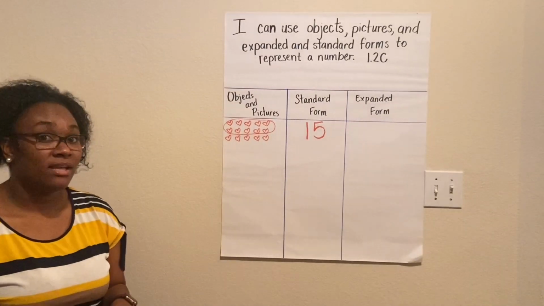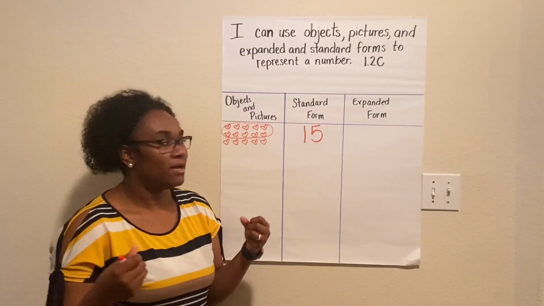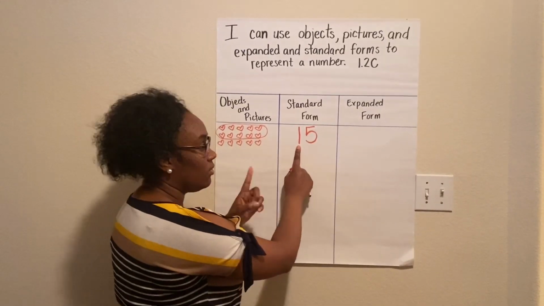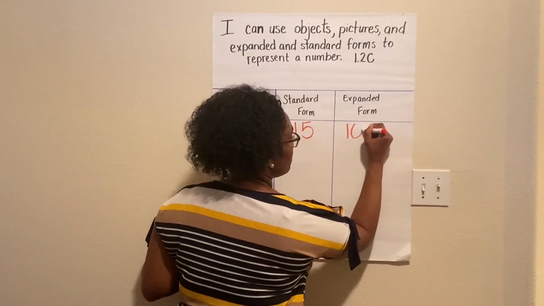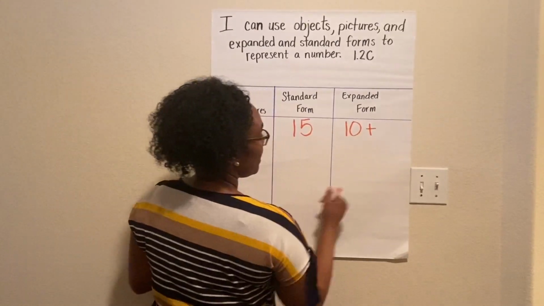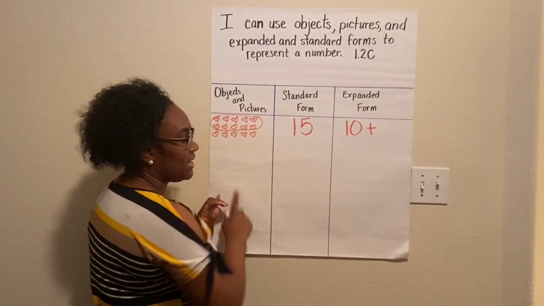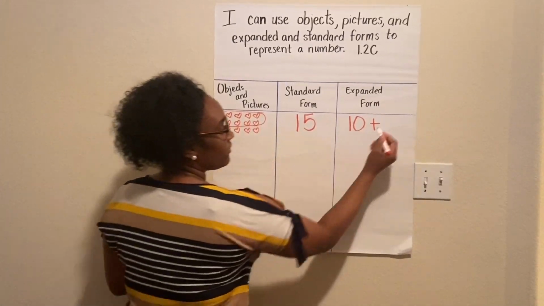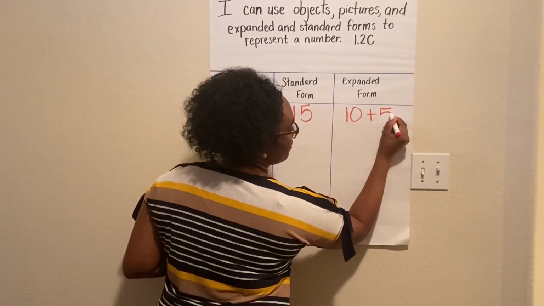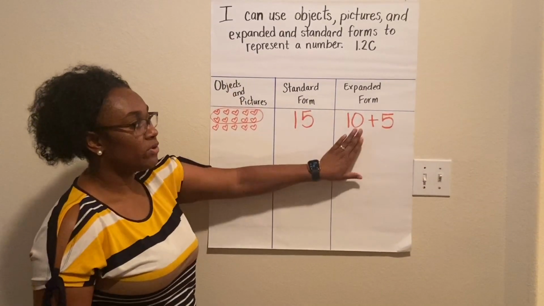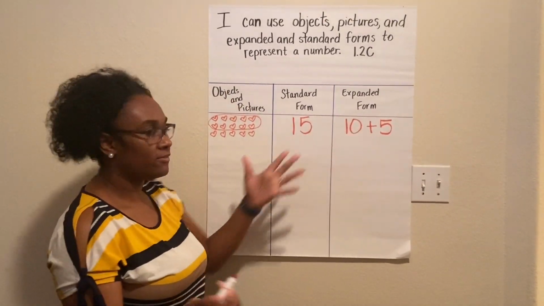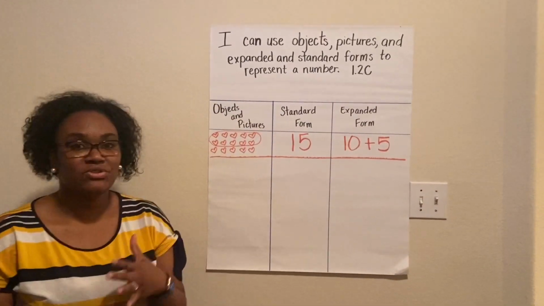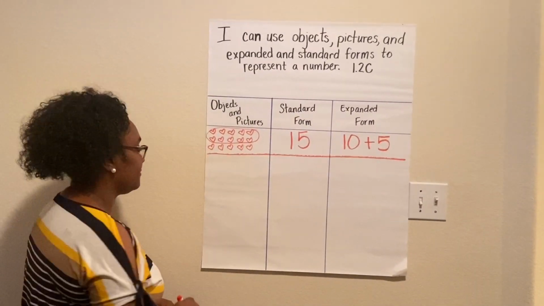When we go to write it in expanded form, remember we're pulling that number apart. So how many 10s are in this number? There's 1 10. 1 10 is simply worth 10. Plus our 1s. How many 1s are in that number? There's 5 1s. So expanded form will be 10 plus 5. Simple. All right, so let's do a bit of a larger number.